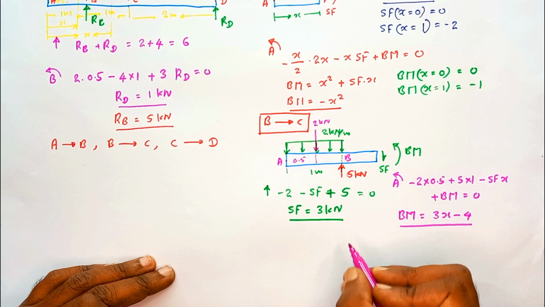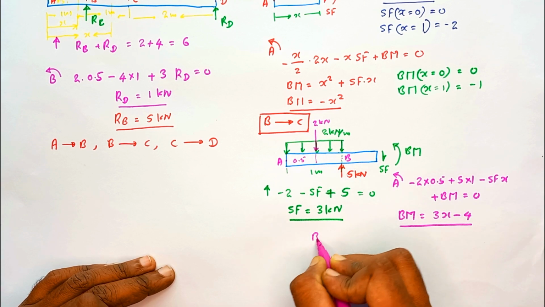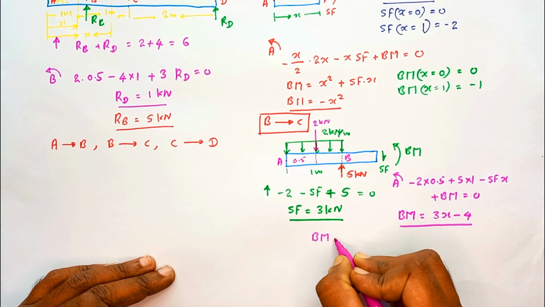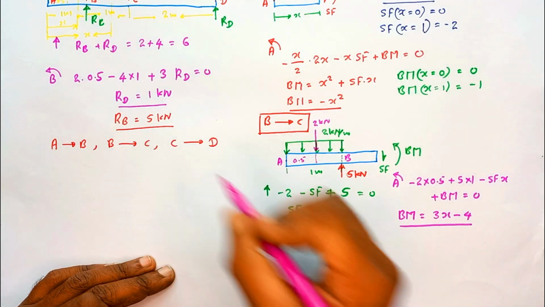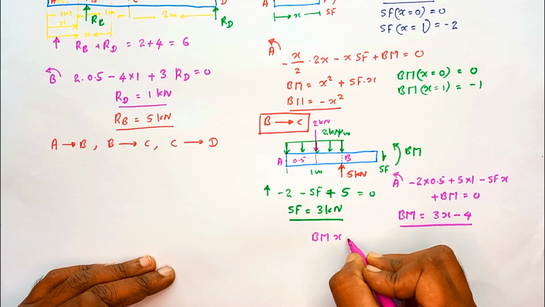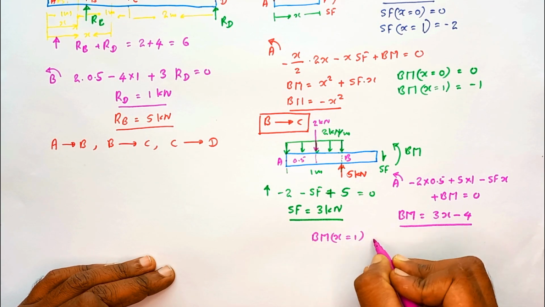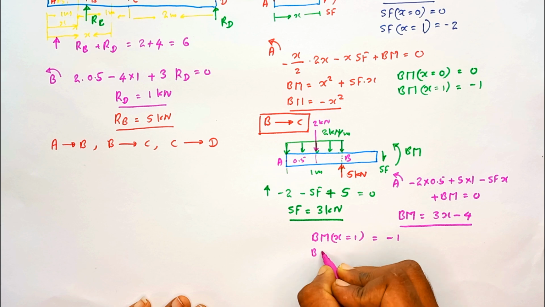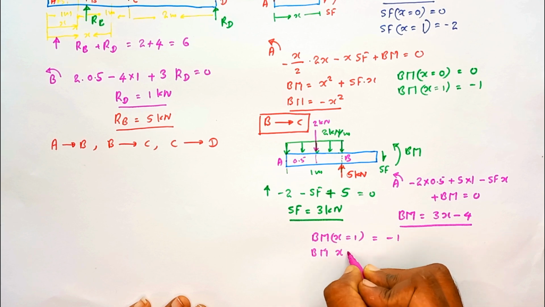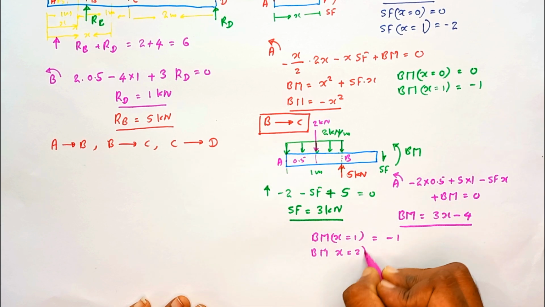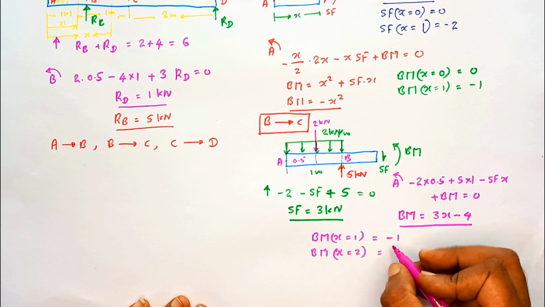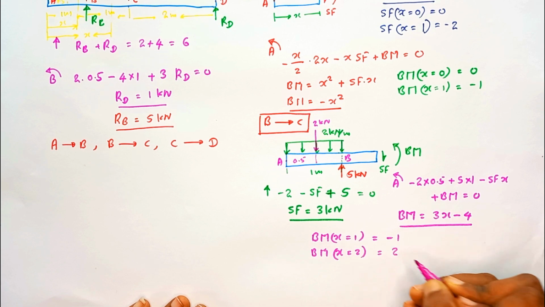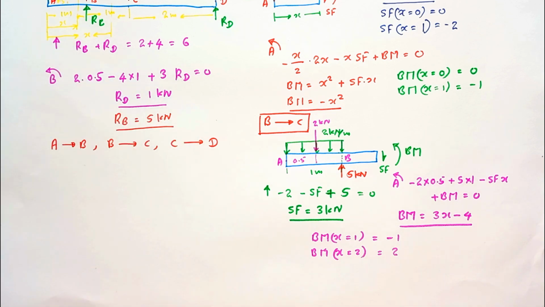Okay, let's find the bending moment at the B point, that means x equal to 1. The bending moment is equal to minus 1. Then the bending moment at x equal to 2 is equal to 2. This is how the bending moment varies throughout the length of the B to C region.